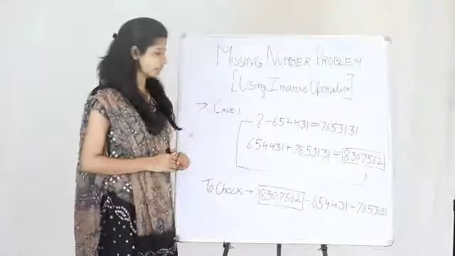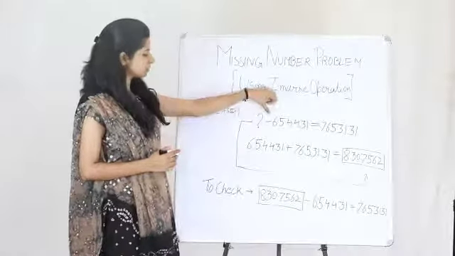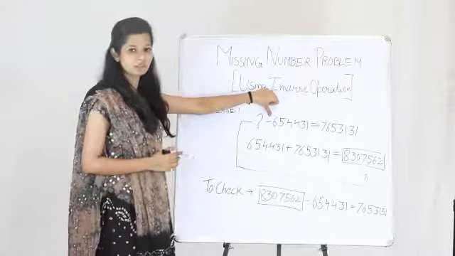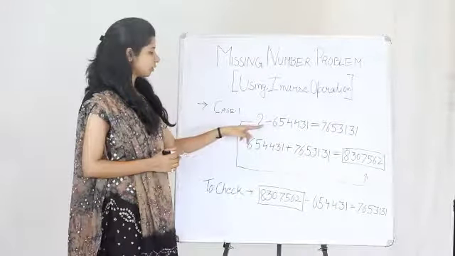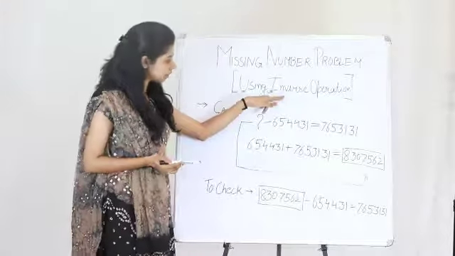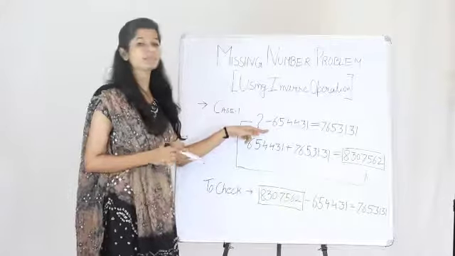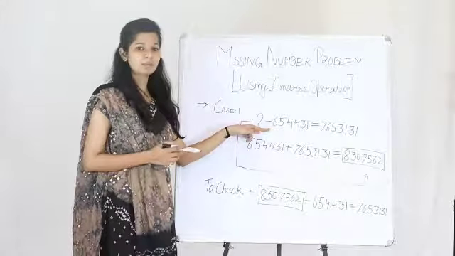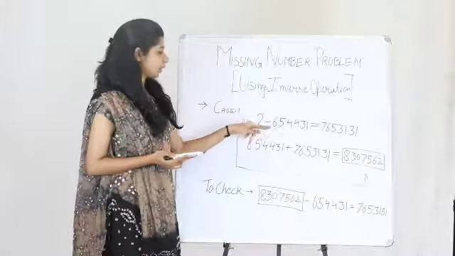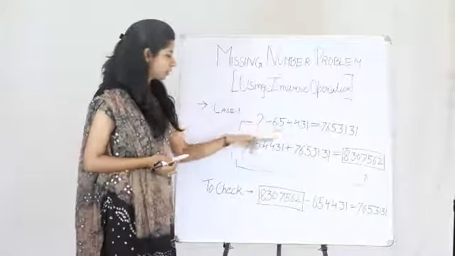Let us take another example. What is the difference here in this example? The only difference is now we have subtraction in place of addition. So, ask the children, because we are using inverse operation, what is the inverse of negative or subtraction? The answer will be addition. So, in order to find this missing number, we will add these two numbers.